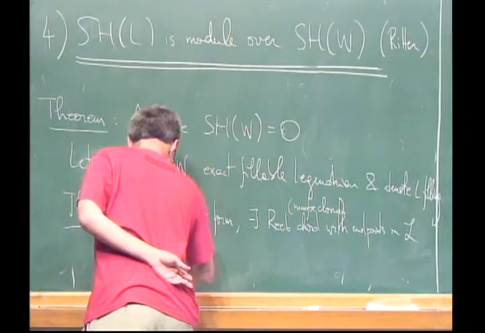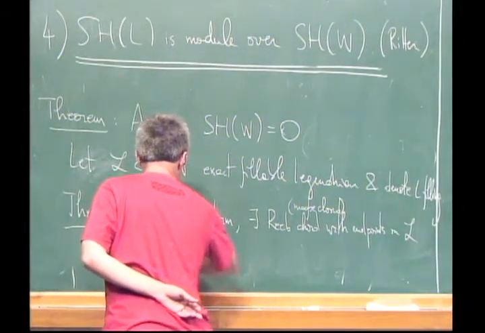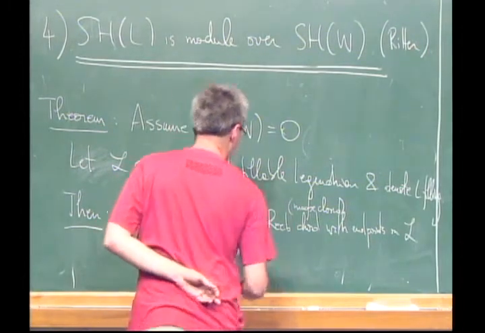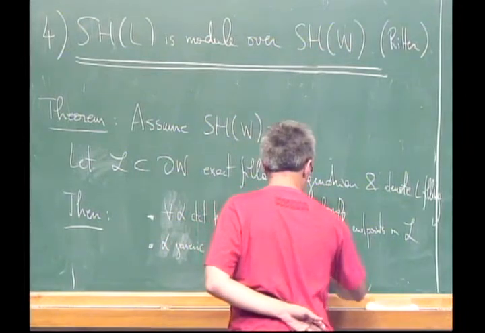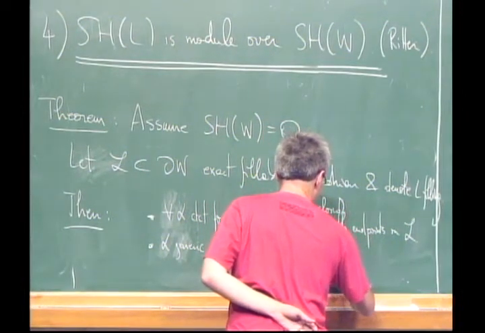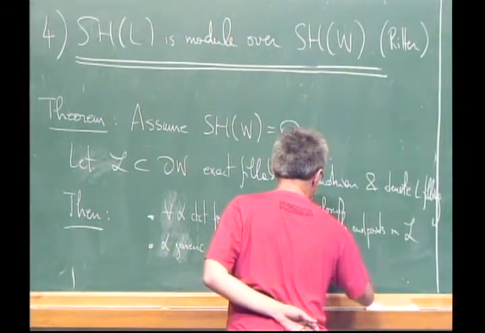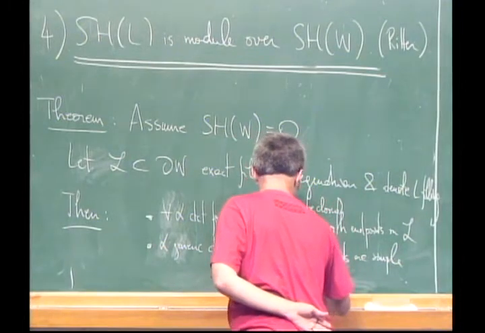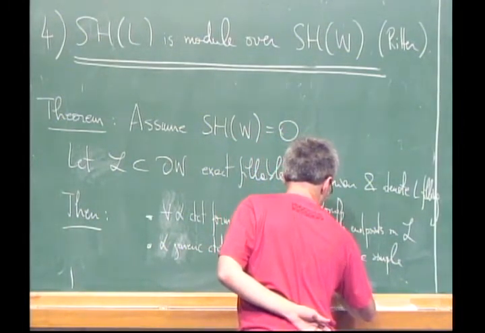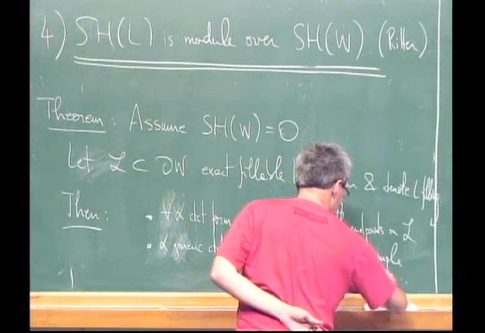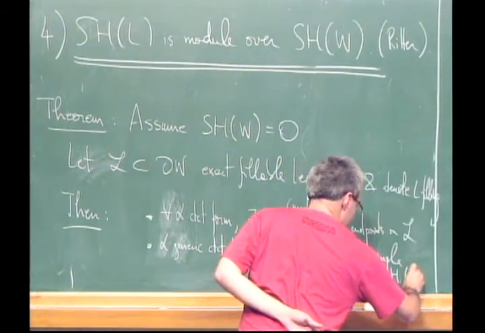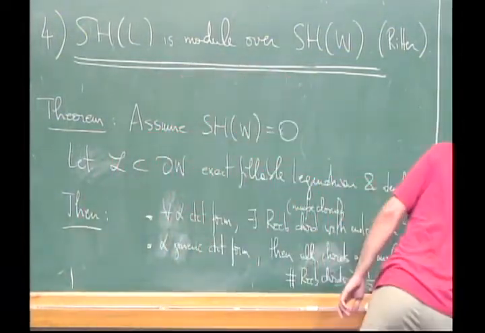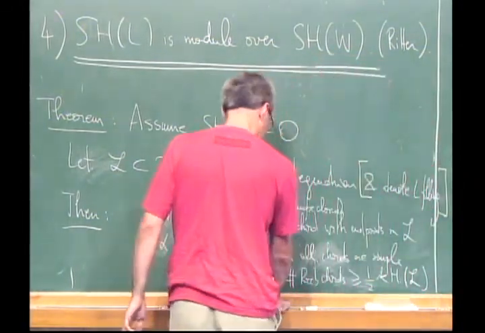And if alpha is a generic contact form, then all chords are simple, and the number of Reeb chords is bounded below by half the rank of the homology of L. By writing the statement this way, I don't need to denote the filling by anything in the statement.